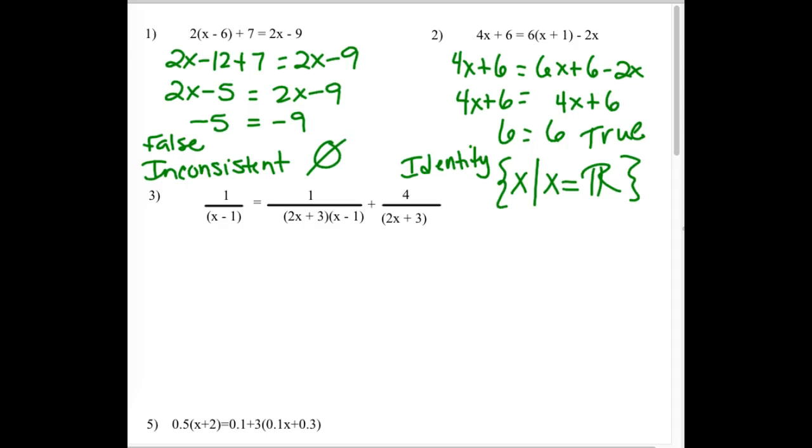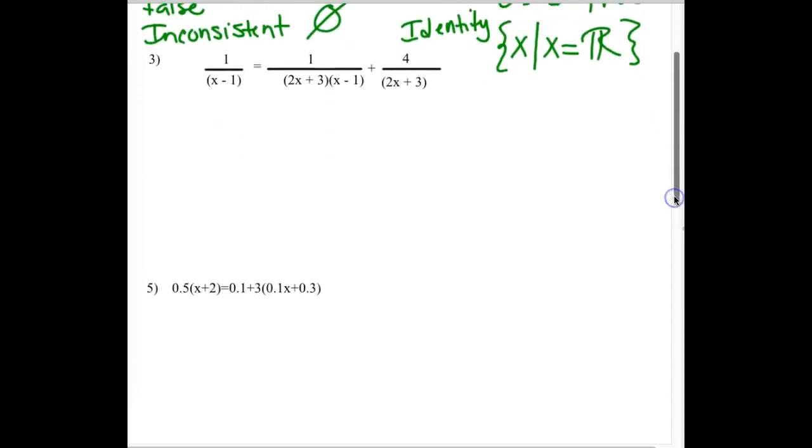All right. Our next equations get a little more complicated. Again, we're looking for, is it consistent? Is it, or conditional, I should say. Is it conditional? Is it inconsistent? Or is it an identity? Number 3 here is similar to the very first one we did as a review from last week. We are going to need a common denominator to multiply through so we can get rid of all of our fractions. What would our common denominator be?